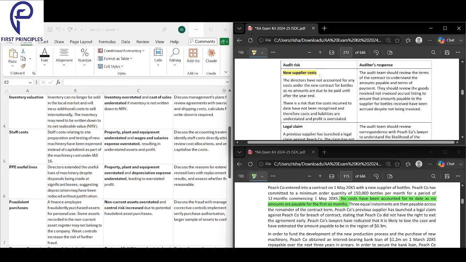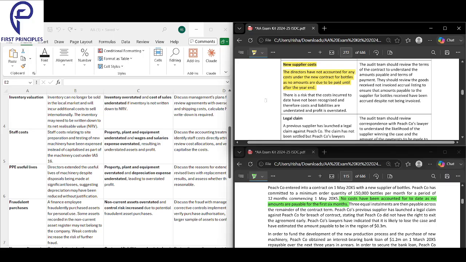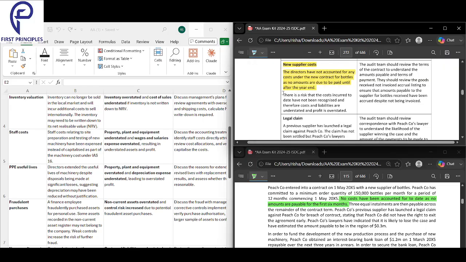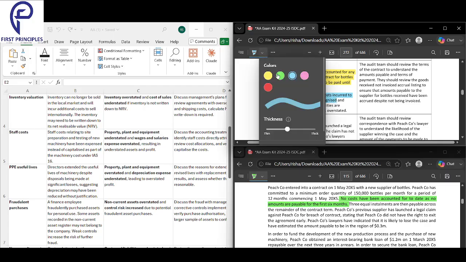New supplier. So basically the risk is the directors have not accounted for any cost, as no amounts are due to be paid after the year end. For 6 months no amounts are due to be paid, so he didn't record anything. So what is the risk here? The risk here is that the cost incurred to date has not been recognized, and therefore the costs and liabilities are understated and profit is overstated.